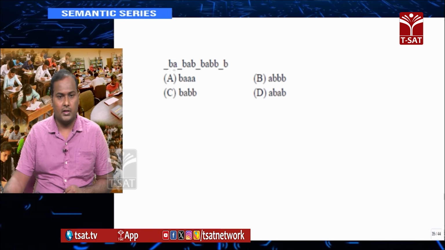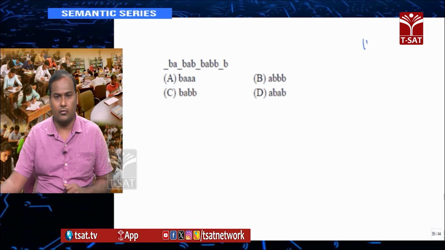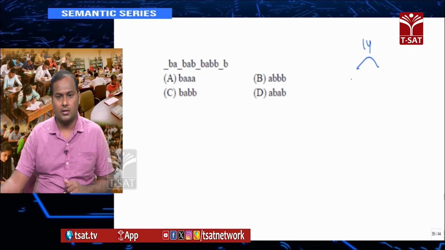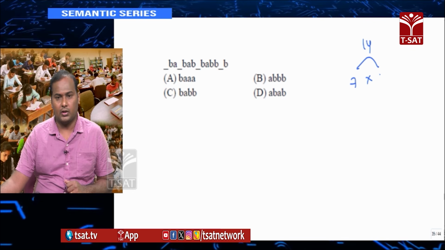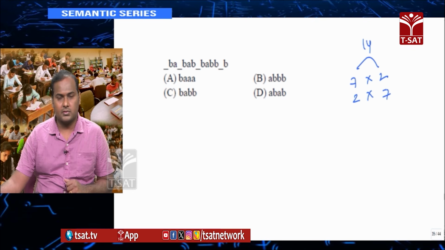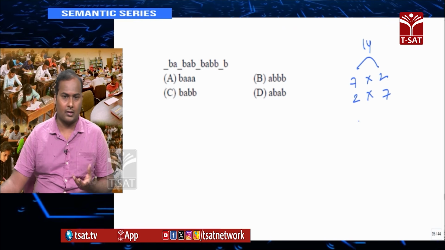Okay, now see here, how many letters are there here? Just count first. See here, 14 letters are there. So the question is how you divide these 14 letters. There are 7 blocks repeating twice, or 2 blocks repeating 7 times. If you see this one, I am not getting proper clarity here.